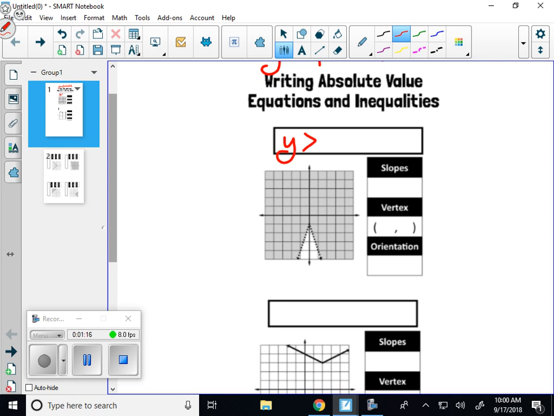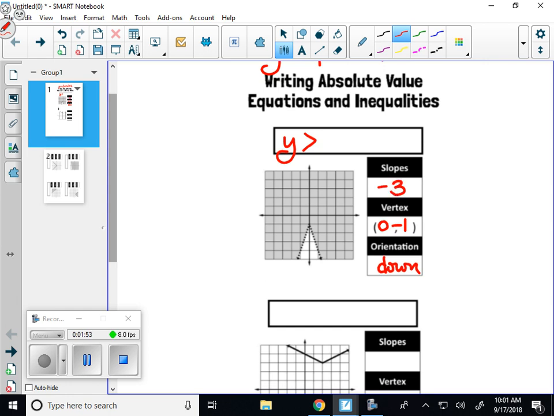Let's fill in our blanks over here, and then maybe that'll help us. Well, what's our slope, what's our vertex, and what's our orientation? The easiest one is vertex. What's my vertex? 0, negative 1. Good. Orientation? It's just the way it's facing. And then to find my slope, go to your vertex, and I need to go to the next clean point, right? So I go down how many? 3 and over 1. So my slope is a negative 3.